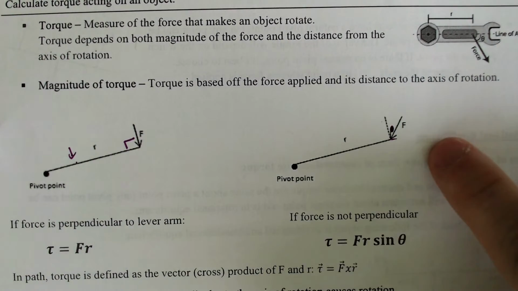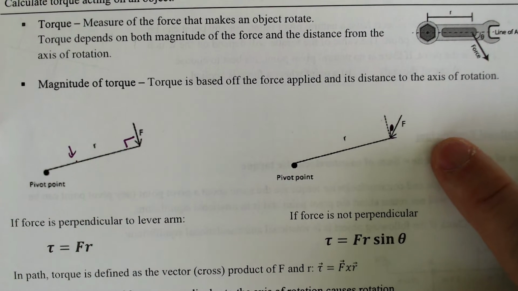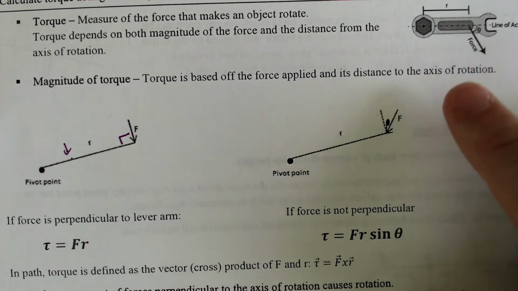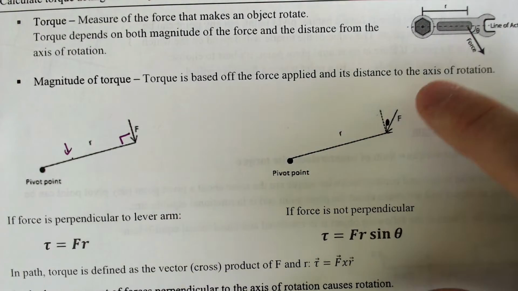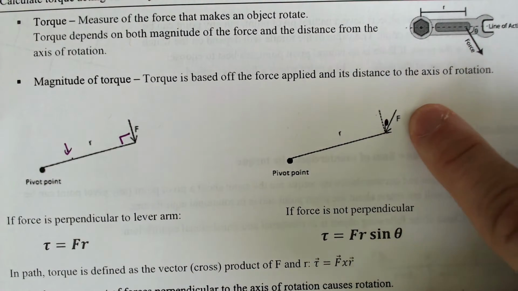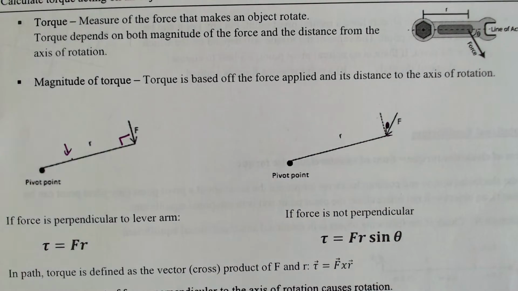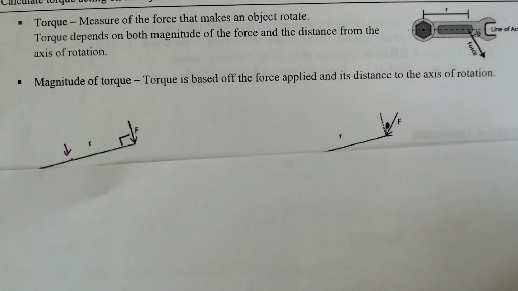Now, another scenario that you could have, which would require a different formula, would be this: torque is equal to force times radius times sine theta. So if you have a scenario like this where your force is provided at an angle, then you would have to utilize a different formula, which I'm going to explain real quick to you why that is so.